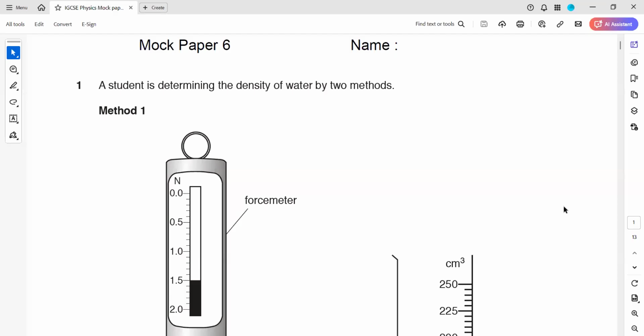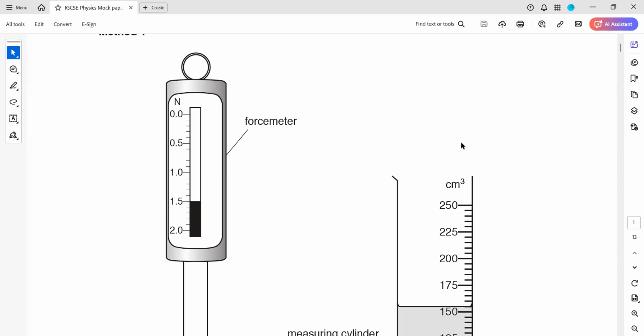And then set 2. So this was a mock paper 6, set 1.